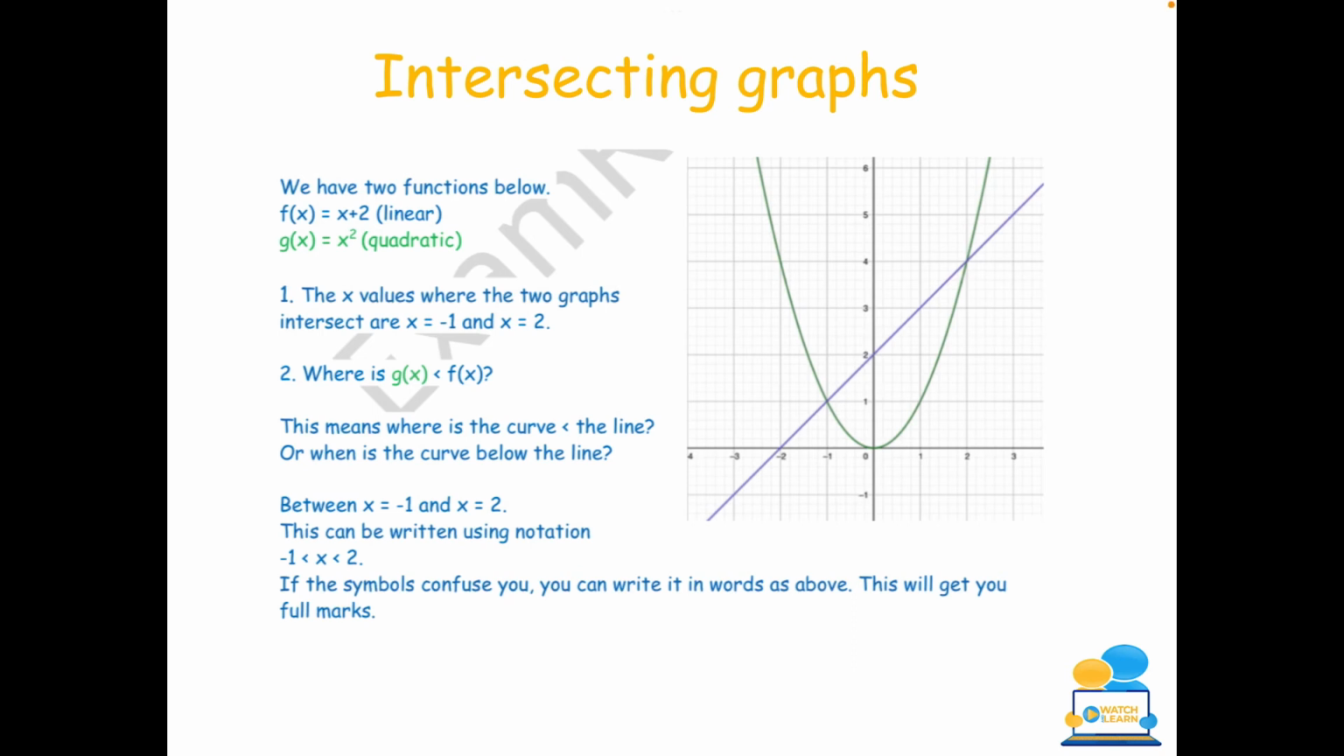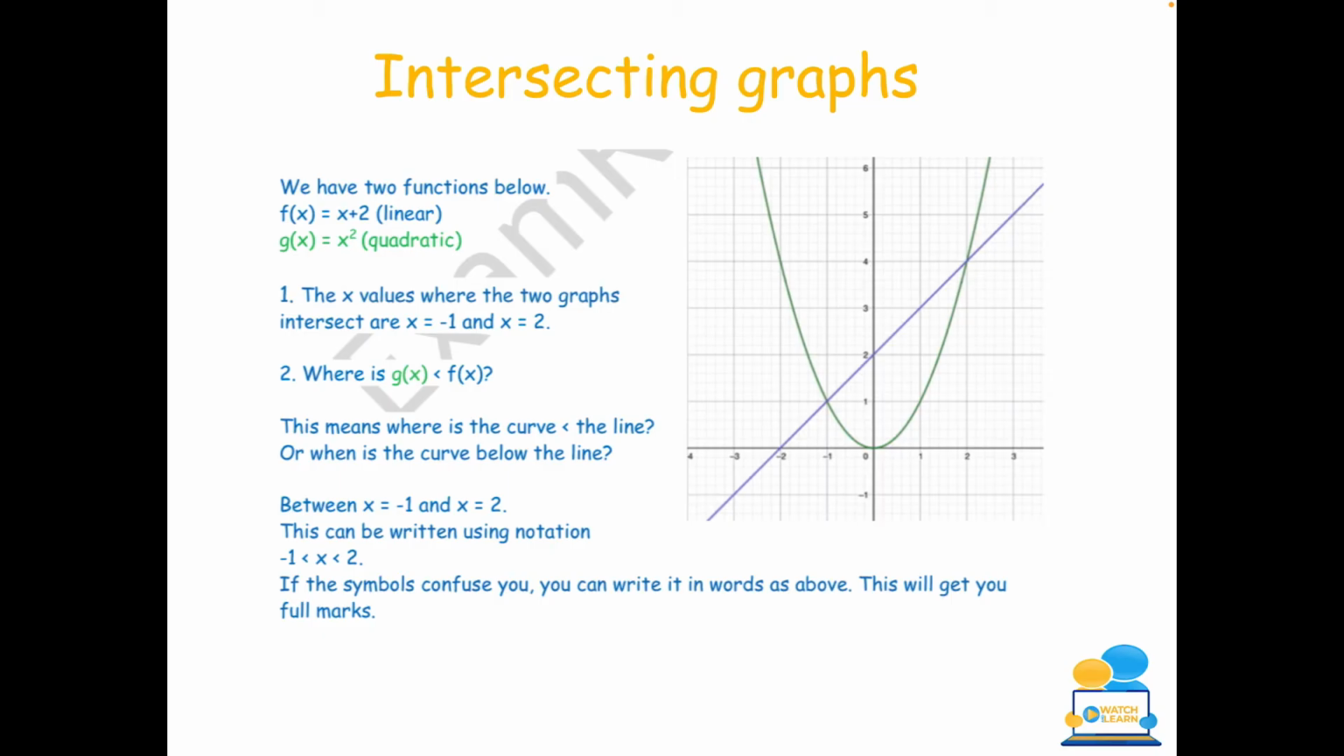Intersecting graphs come up quite a lot throughout the junior cycle course. So we're going to have a look at some intersecting graphs and what questions they can ask us. We have two functions below. f(x) = x + 2 is a linear function, and g(x) = x² is a quadratic function.